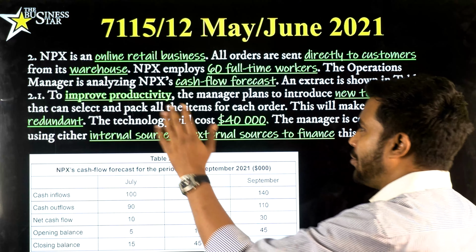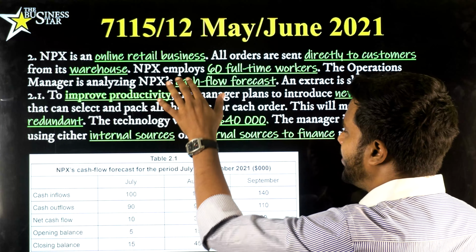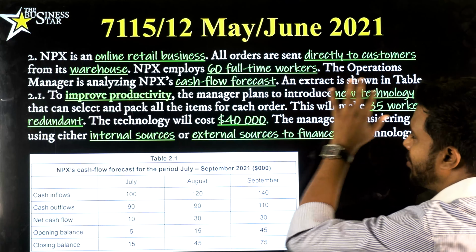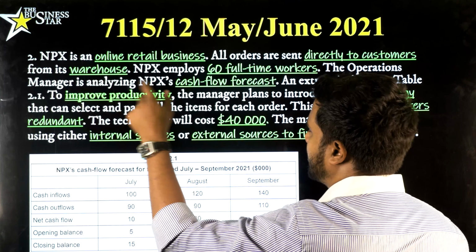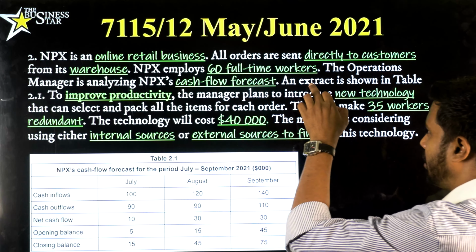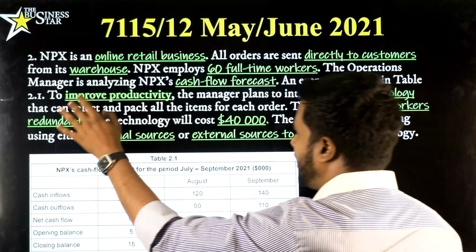So, question number 2 says NPX is an online retail business. All orders are sent directly to customers from its warehouse. Since they're an online retail business, they have a warehouse. NPX employs 60 full-time workers. The operations manager is analyzing NPX cash flow forecast, an extract is shown in table 2.1, which is this one.